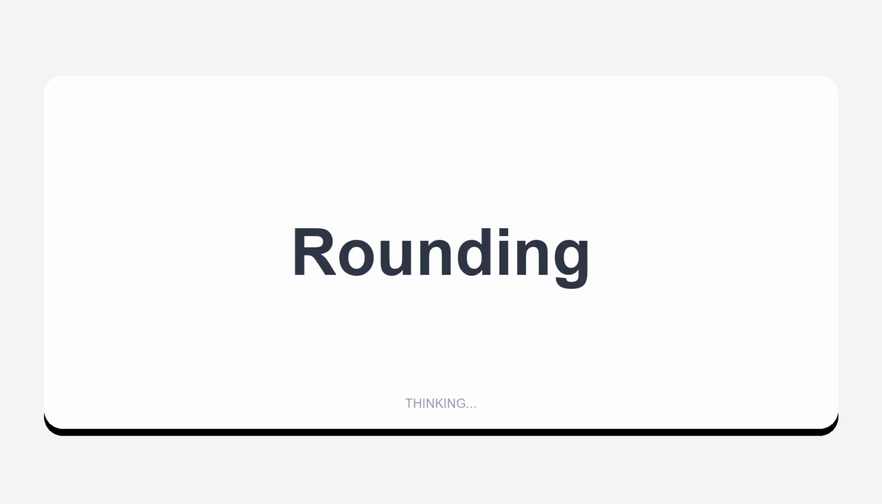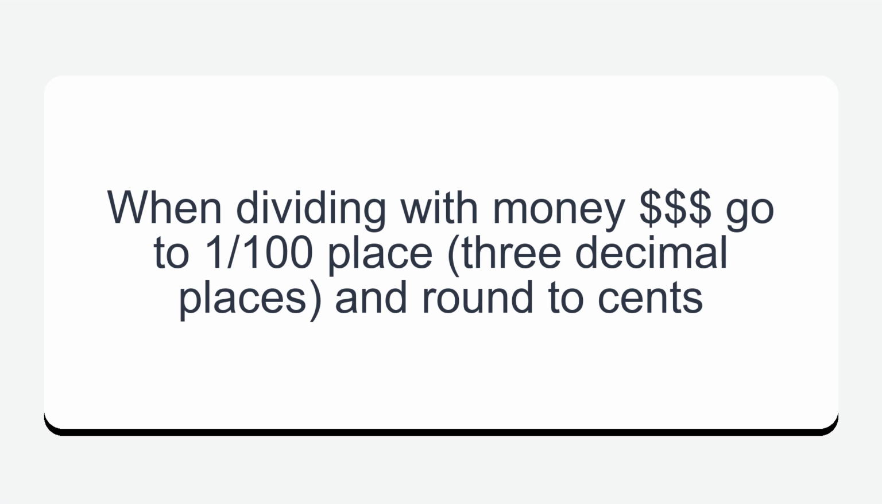Rounding: when dividing with money, go to the 1/100 place, three decimal places, and round to cents.